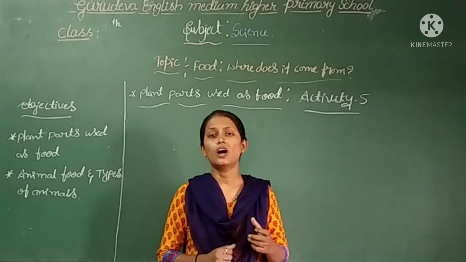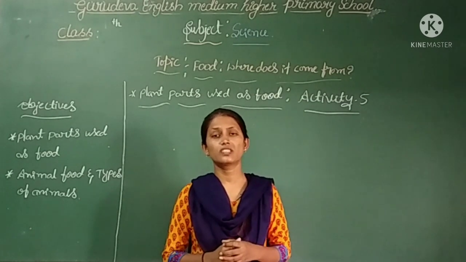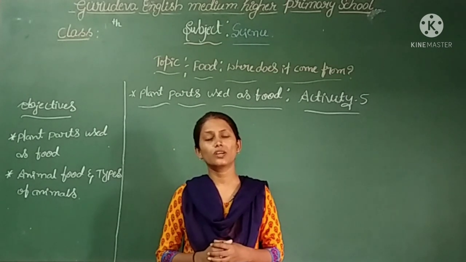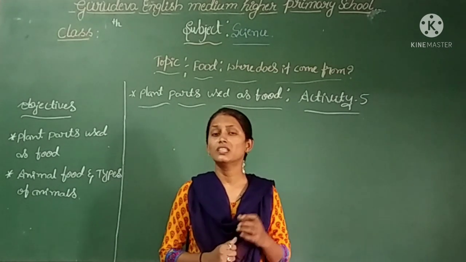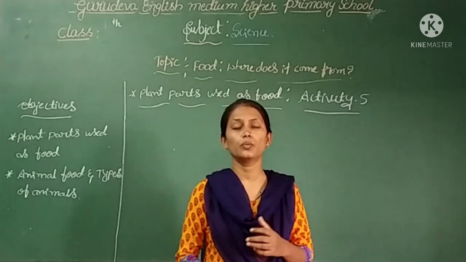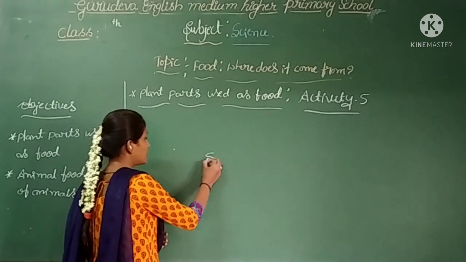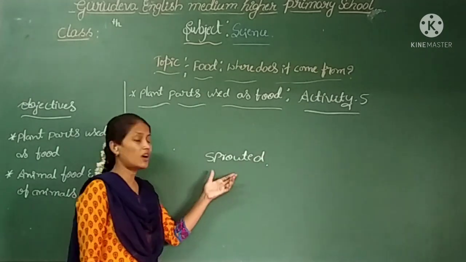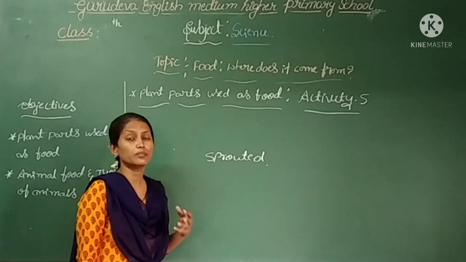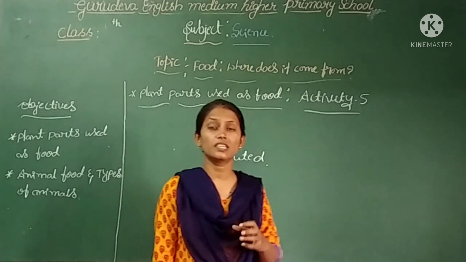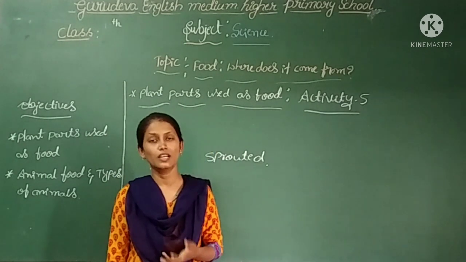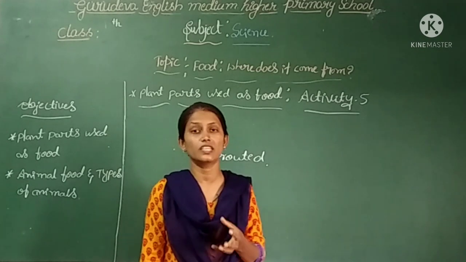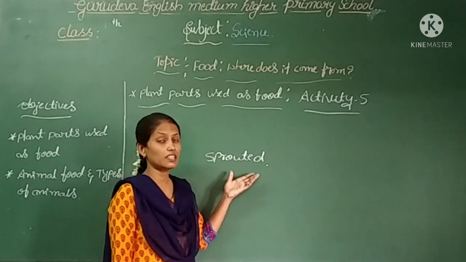Yes, dear children, after this activity we have noticed that a small white structure has grown out of the seeds. What are we calling this small white structure? We are calling it a sprout. What does sprouted mean? Sprouted means nothing but the seeds starting to germinate. Here, moong and chana start to germinate. The first stage that we consider is sprouted.